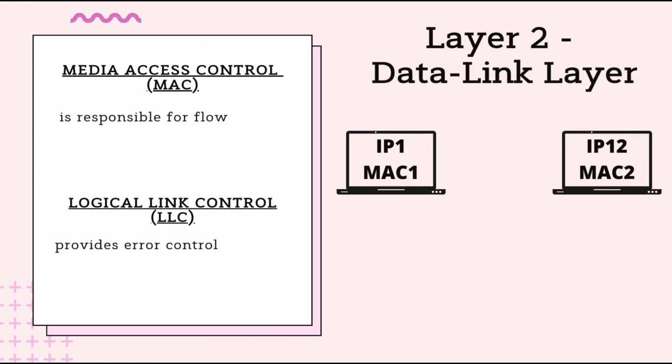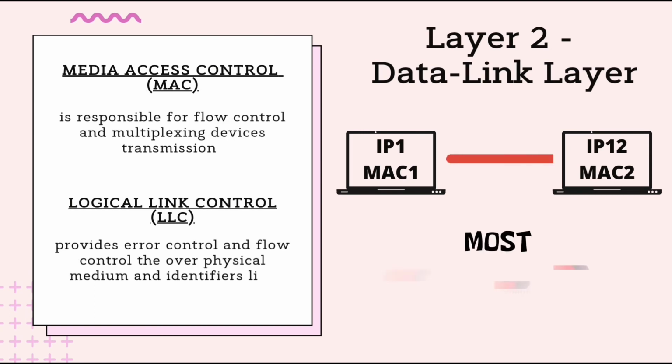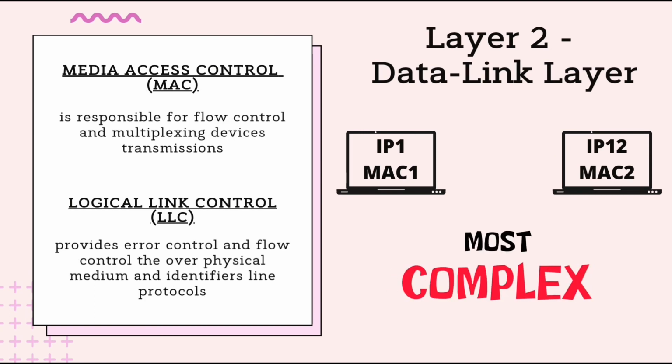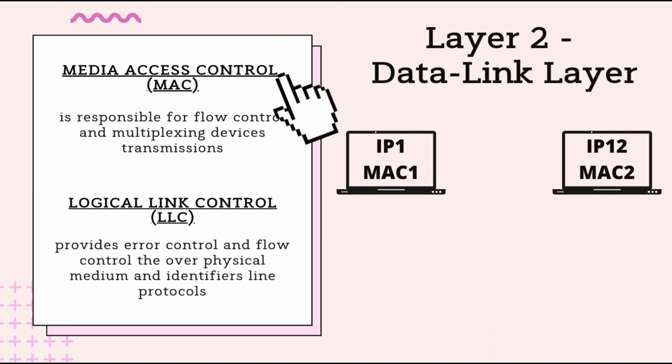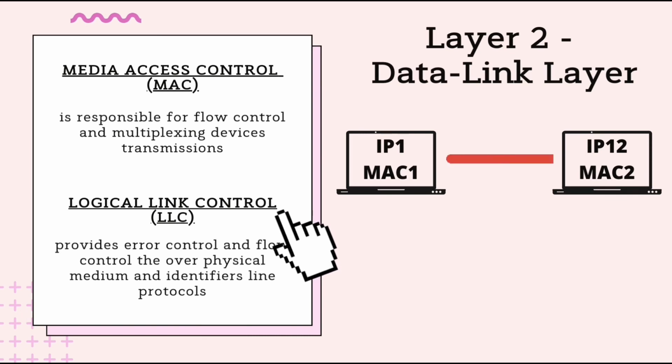The data link layer, or layer 2, is considered the most complex layer. This layer is divided into sub-layers called Media Access Control, or MAC, and Logical Link Control, or LLC. The MAC layer is responsible for flow control and multiplexing device transmissions over the network. LLC provides error control and flow control over the physical medium and identifies line protocols. The layer sets up the link across the physical network.